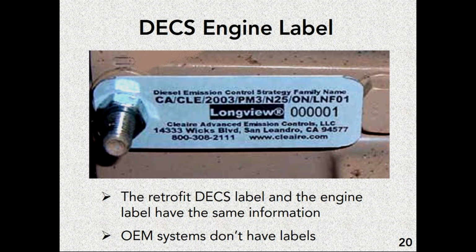If you have an OEM, so any 2007 or newer model year engine, which came with filters from the factory, they don't need this. They don't need it here, and they don't need it on the filter itself, because those will be listed on the emission control label. So these DECS labels I'm talking about right here are only designed to be worked on retrofits.